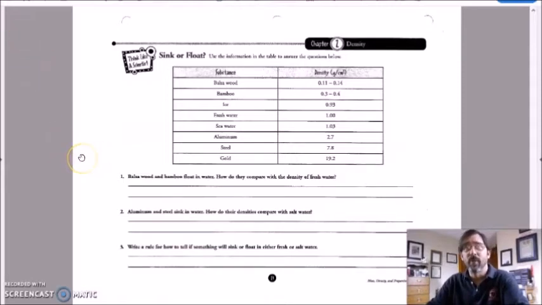Incidentally, one important fact that you should realize: fresh water has a density of 1.00, exactly 1. So any item that is less than 1 would float in fresh water. And any item that has a density greater than 1 will sink in fresh water.